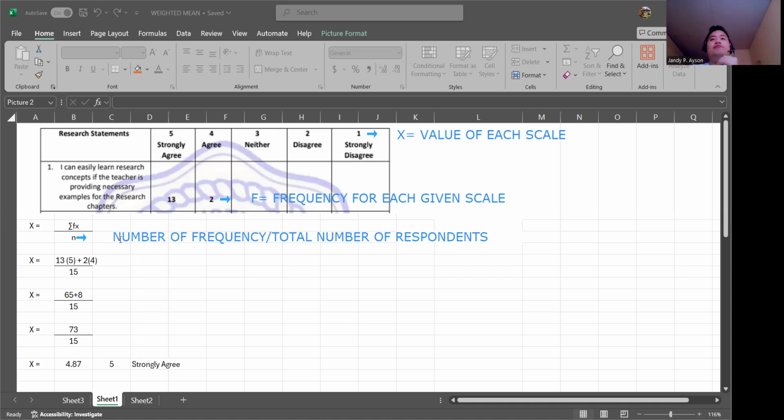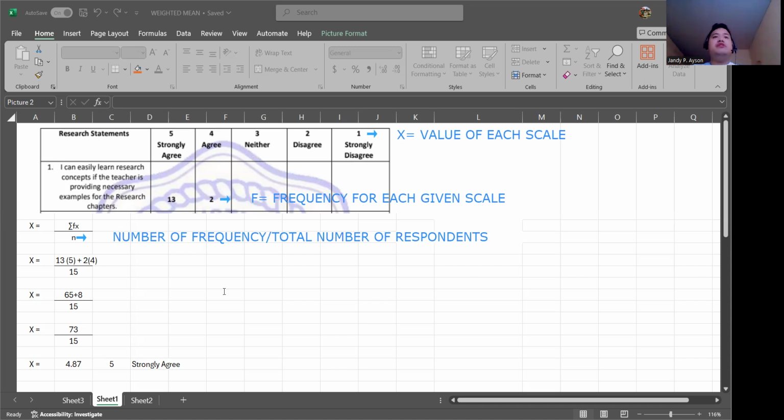So again, kompleto na yung kailangan natin sa ating formula. Ang kailangan natin is the frequency, which is the f, frequency for each given scale, x, which is the value of each scale, which is the 5, 4, 3, 2, 1, and then n is the number of frequency or the total number of respondents.